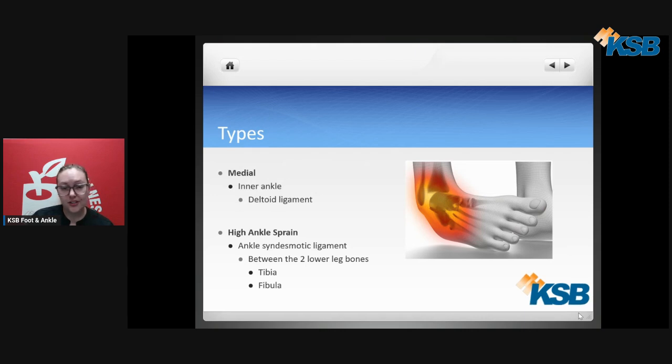You can also injure the inside ankle ligaments or the deltoid ligament, which is on the medial side of your ankle, as well as a high ankle sprain. So this is up at like the front of the ankle, and this is what we call the syndesmosis. And so that holds the two long bones of the leg together, the tibia and the fibula. And you can sprain the ligament in between those two bones, which can be quite painful.